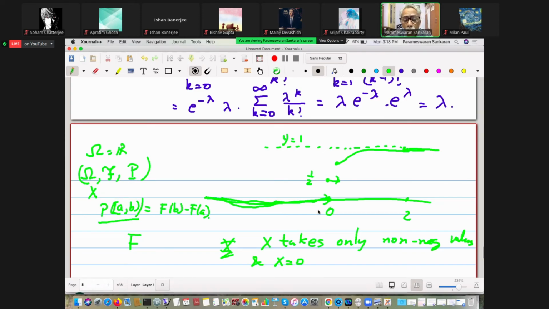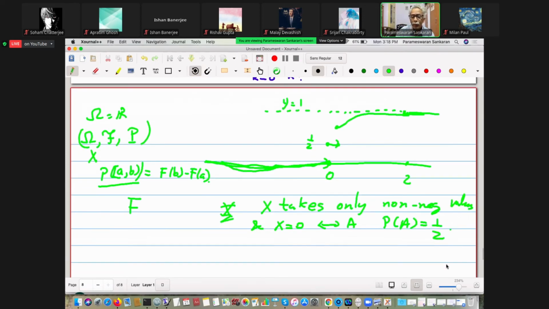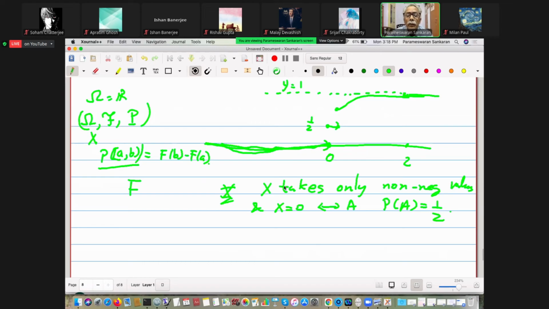So here you see I put half, corresponds to a set A, such that probability of A is equal to half. Okay, and then what do I do? So it is like x is equal to already a sum of two random variables. One is the indicator function of A, plus another random variable y. And this random variable y takes values, let us say this is half again, stays like this, half.